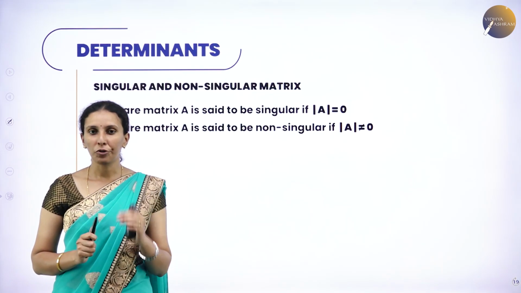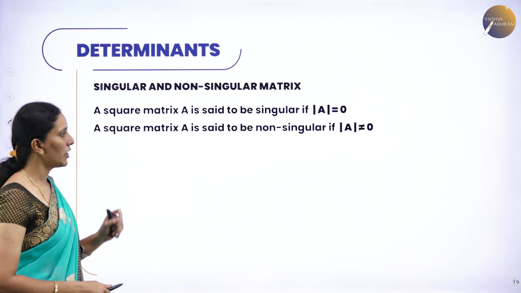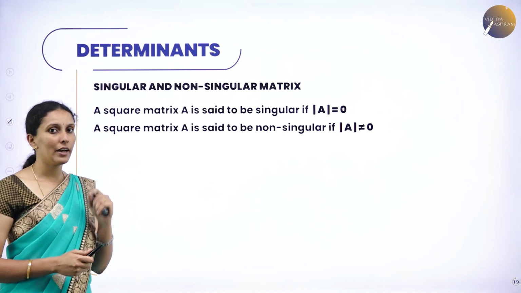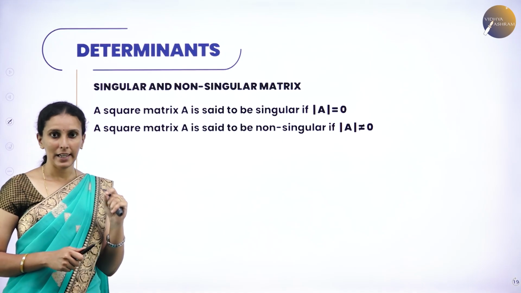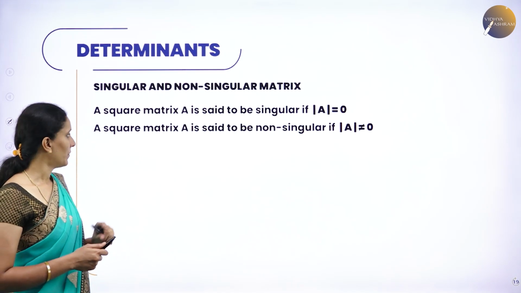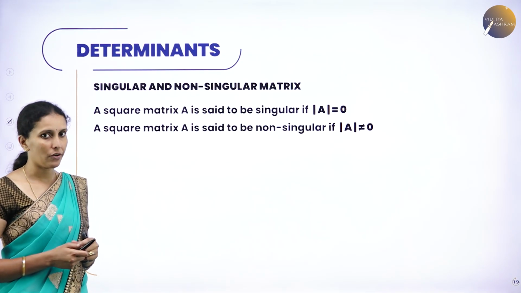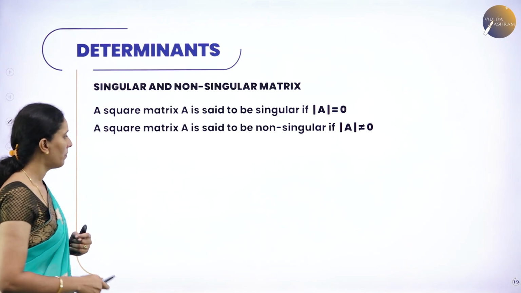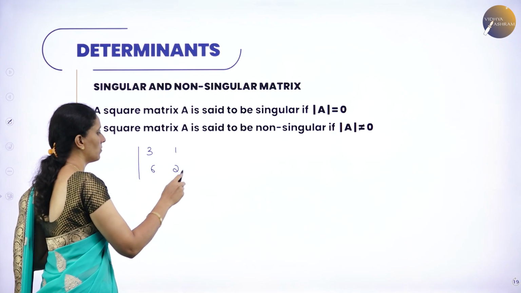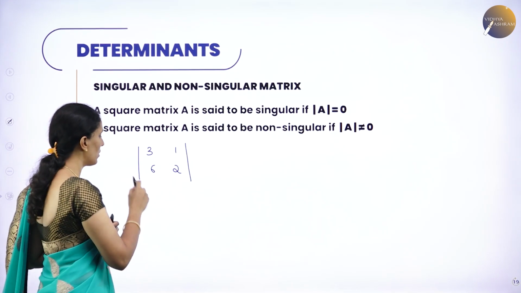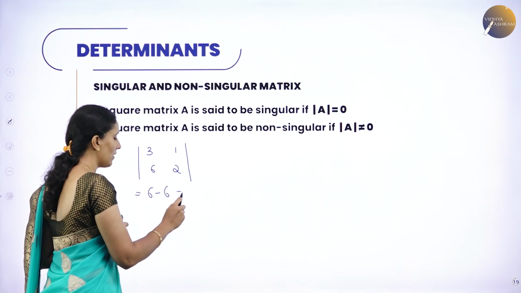So now we know how to find the adjoint of a given matrix. The last one is singular and non-singular matrix. What is this singular and non-singular matrix? A square matrix A is said to be singular if the value of the determinant is 0. And a square matrix A is said to be non-singular if determinant A is not equal to 0. I'll take an example of a 2 cross 2 matrix. See here. So 3, 1, 6, 2. Find the determinant of this. What is the determinant? 3 2s are 6. Minus 6 1s are 6. See here the value is equal to 0.